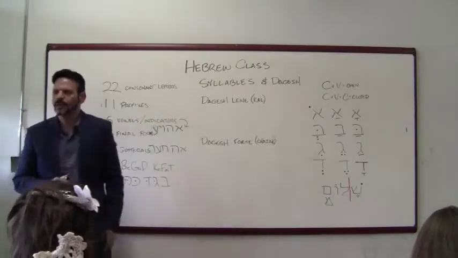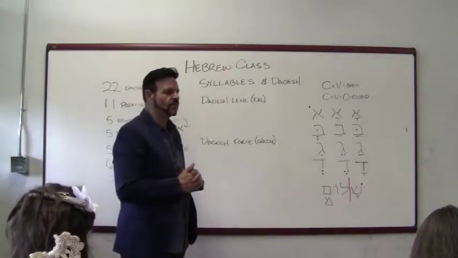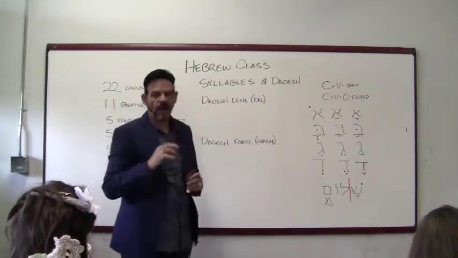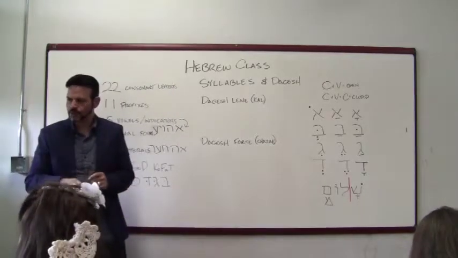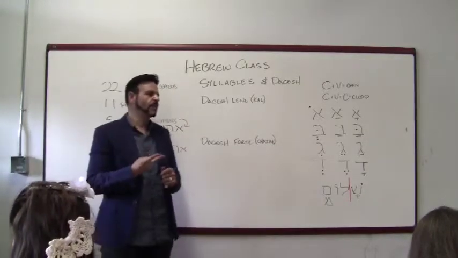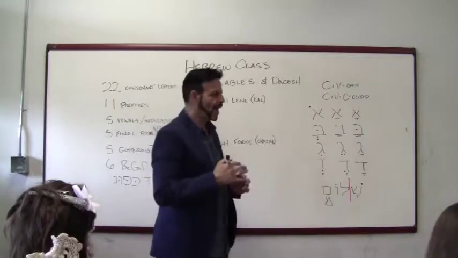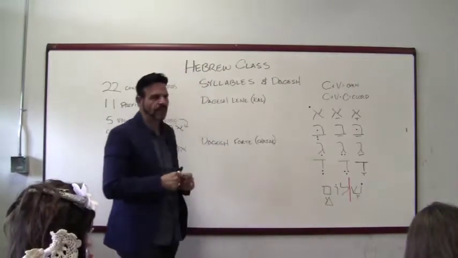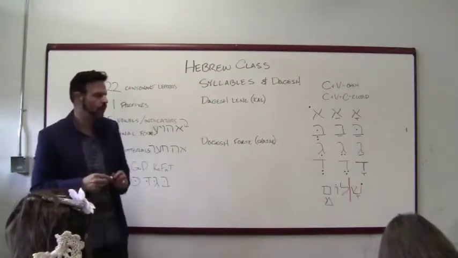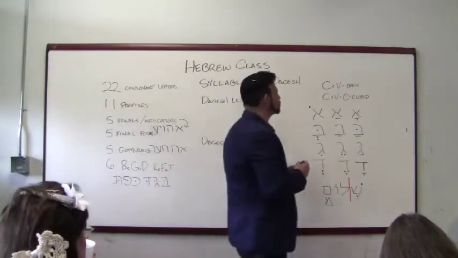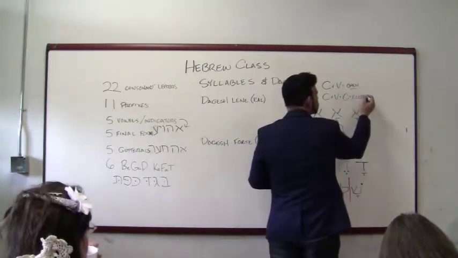1, 2, 3. Aleph beit Gimel Dalet Hey. Vav Zayin Chet Tet Yud. Kaf Lamed Mem Nun Samech. Ayin Pei Tzadik Kuf Reish Shin Tav. Tov Meod. Alright, so our first syllable that we can make is an open syllable.